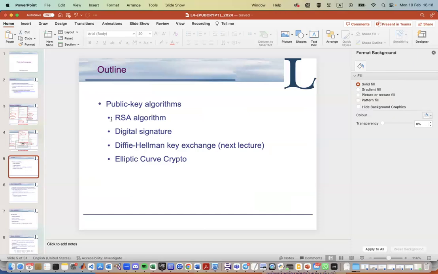As I said, today we will talk about the RSA algorithm and introduce the principle of digital signature. We will see where the RSA algorithm is used in practice. And tomorrow we will consider two new asymmetric algorithms: Diffie-Hellman, for secure exchange of a secret over a public channel, and elliptic curve cryptography.